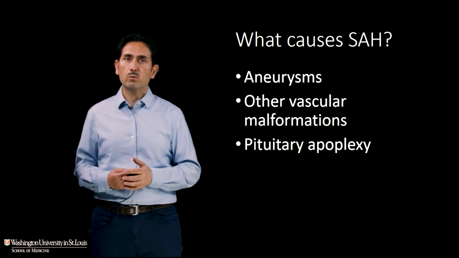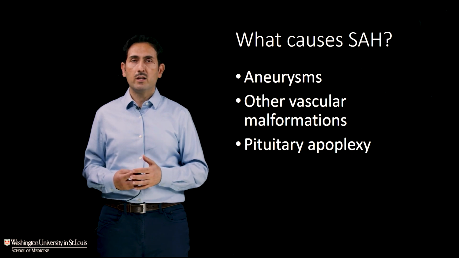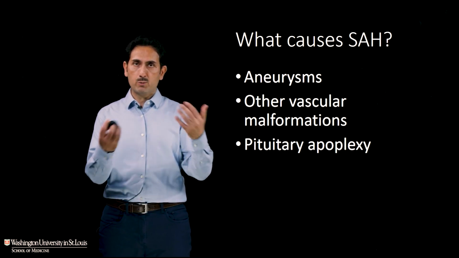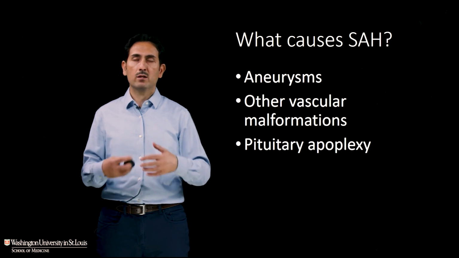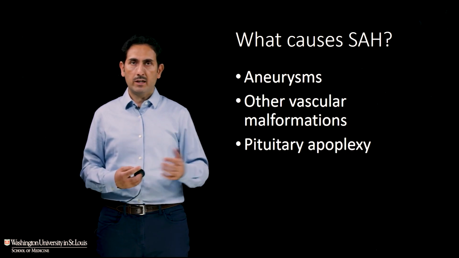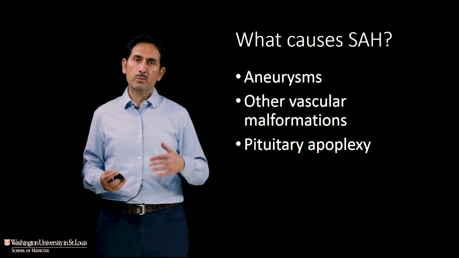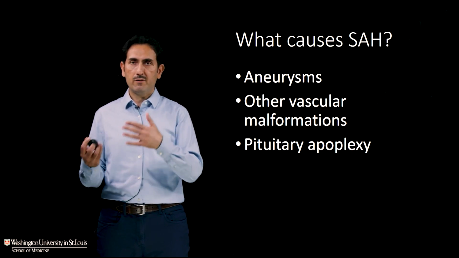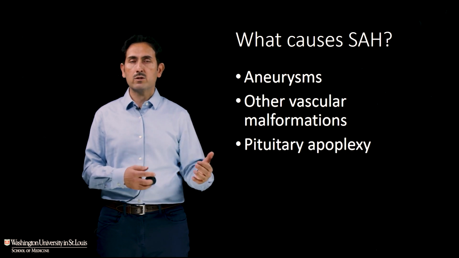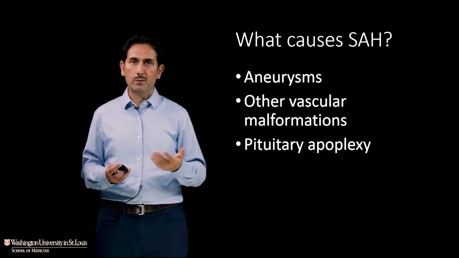So I've already alluded to what are the causes of subarachnoid hemorrhage. Well, the most important and the most common cause are brain aneurysms. They run in those blood vessels within the subarachnoid space and rupture suddenly in otherwise healthy people, often with high blood pressure or smoking. But there are other causes. This includes other vascular malformations, AVMs or arteriovenous malformations, venous fistulas, and sometimes other blood vessel problems.